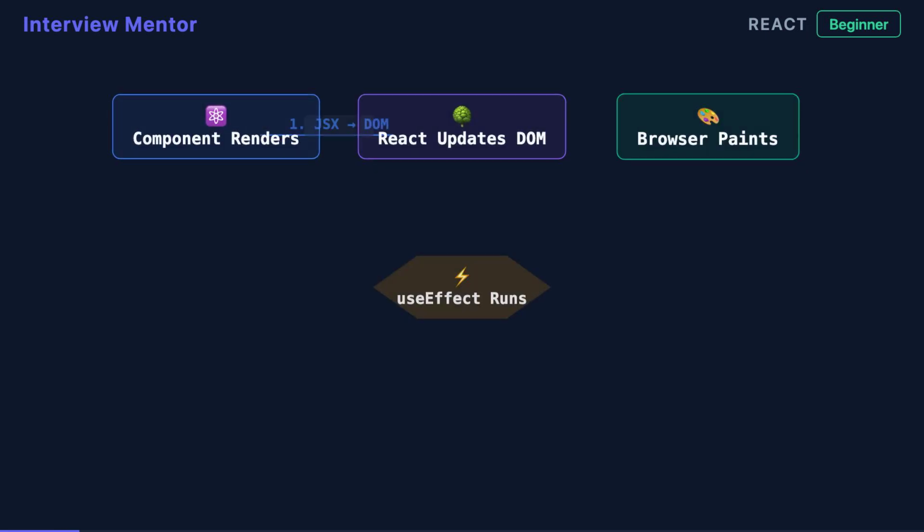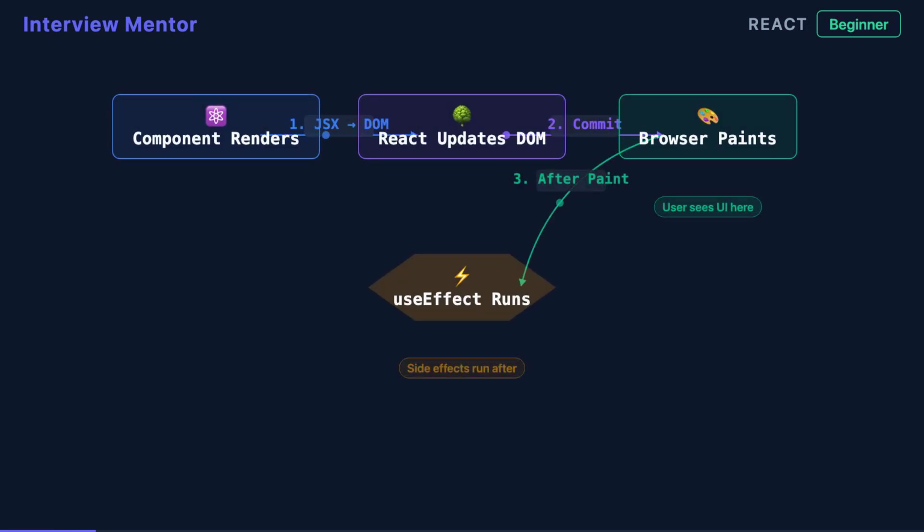The useEffect function runs after your component renders and after React updates the DOM. Not before, not during, but after. React first renders your component to the screen, commits those changes to the actual DOM, then runs your effect function. This ordering is crucial because it means the user sees your UI immediately without waiting for side effects to complete.